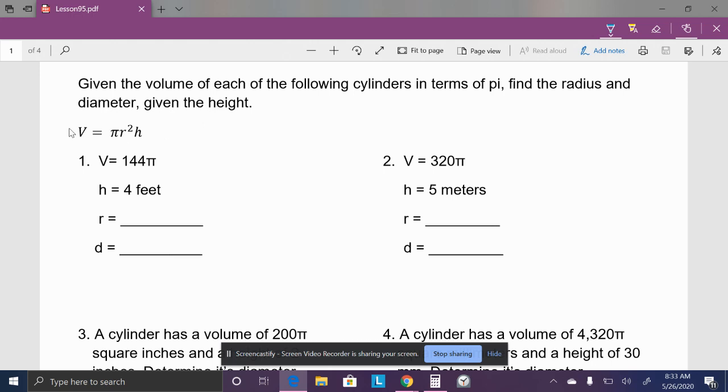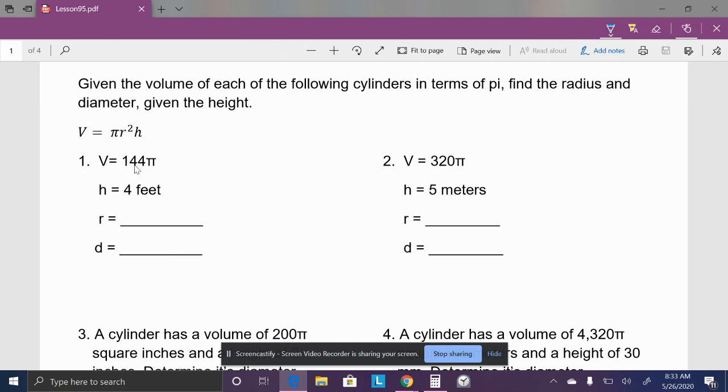Okay, so we have our volume formula for a cylinder. So what we have to do, we notice in number one, they give us the volume, and they give us the height. So you have to plug in the volume into V, and we have to plug in the height for H, and then solve for r, because that's what we're looking for. Pi is not a variable. Pi is a number, as we know, 3.141592, and so on and so on. Okay, so that's what I'm going to do.